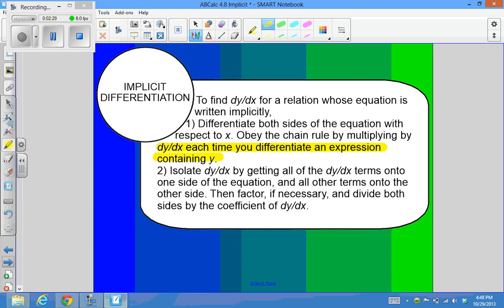Then you want to isolate the dy dx, get all of your dy dx terms on the left side or on one side of the equation, and all of the others onto the other side. Factor if you need to. Divide both sides by the coefficient of dy dx so that you can have your final equation there. These equations should always end up in the form dy dx equals, just like the ones you're used to, but it's going to take a little bit longer to get there. So let's dig in and try to do one of these instead of just talking about it.